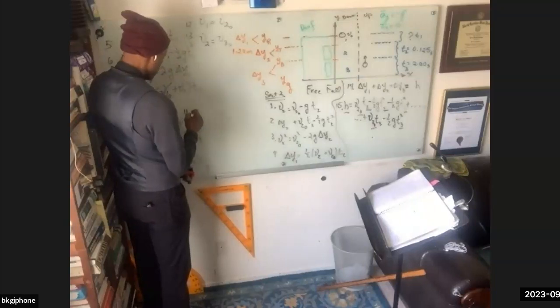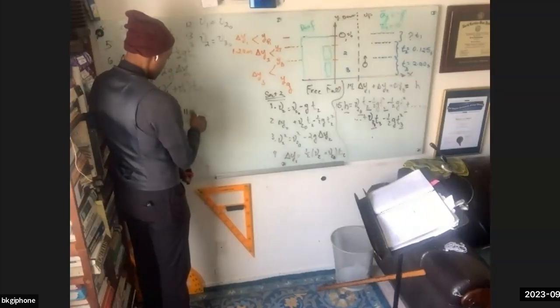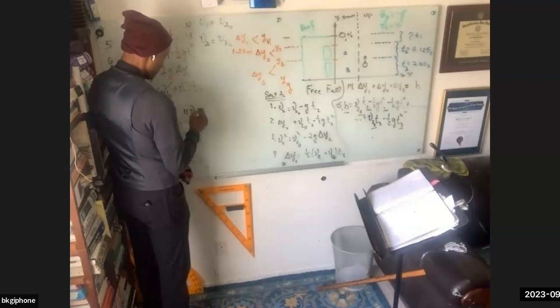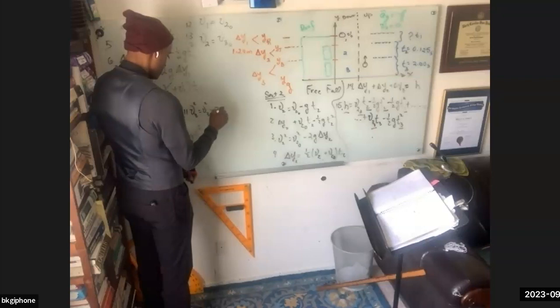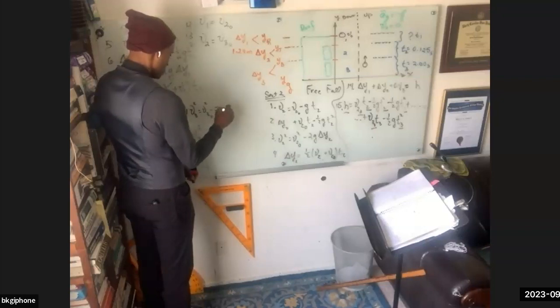Let's put it here. The velocity squared equation is, what is it, section 3? So V3 squared equals V3 naught squared minus 2G delta Y3.